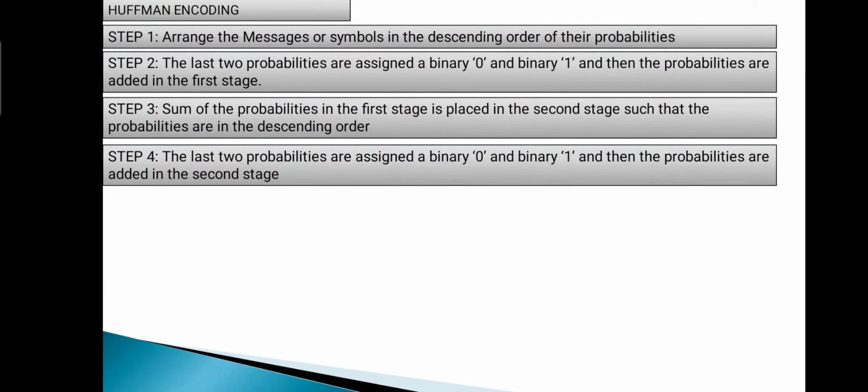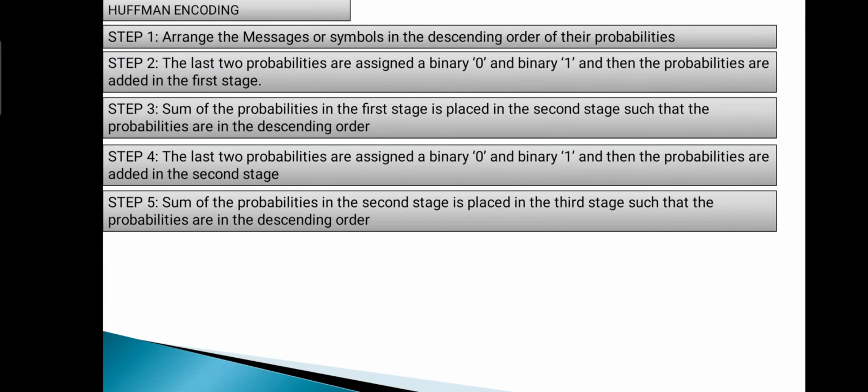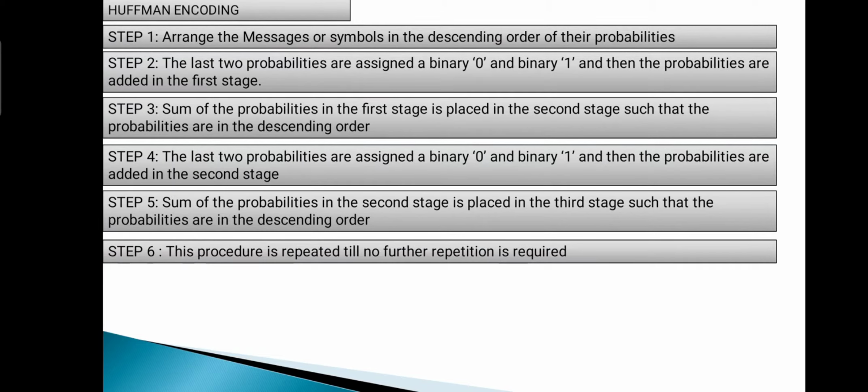Now, the last two probabilities in the second stage are assigned a binary 0 and binary 1, and then the probabilities are added in the second stage. Now, the sum of the probabilities in the second stage is placed in the third stage such that the probabilities are in the descending order. And this procedure is repeated till no further repetition is required.